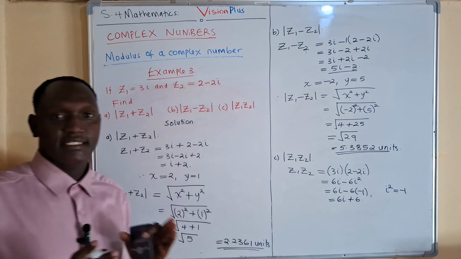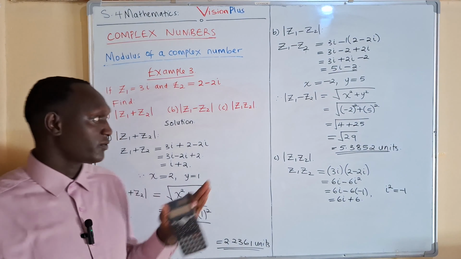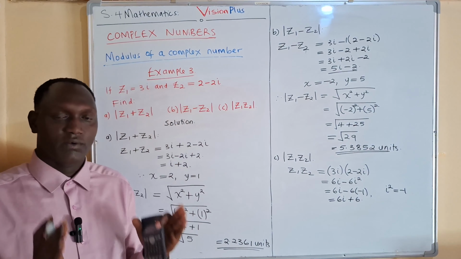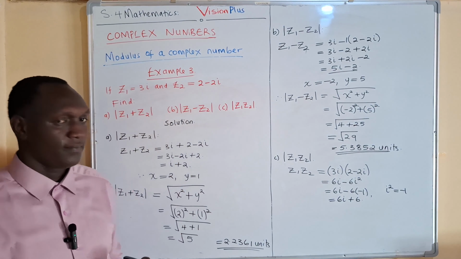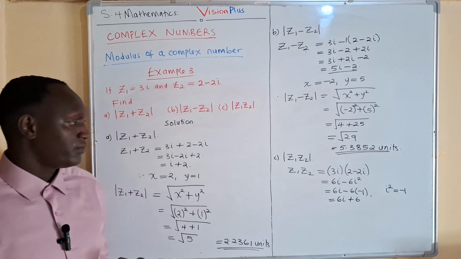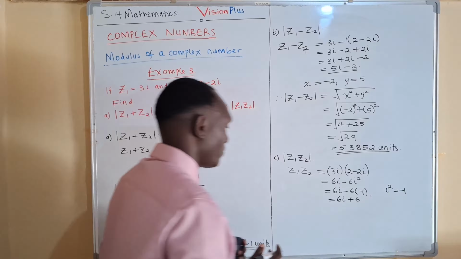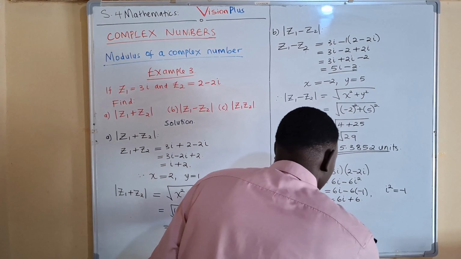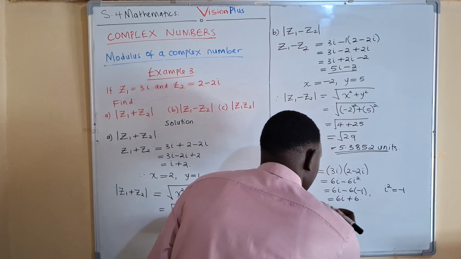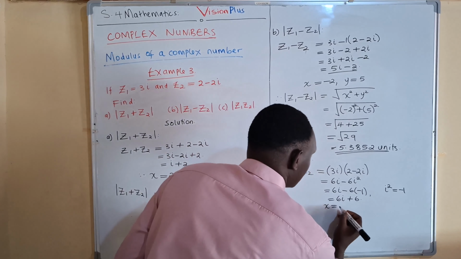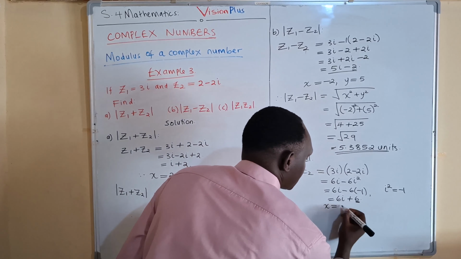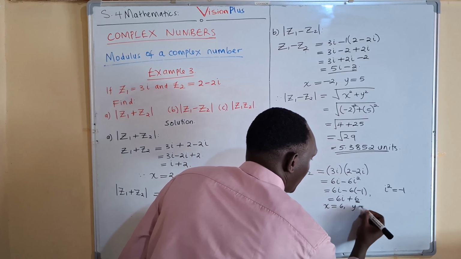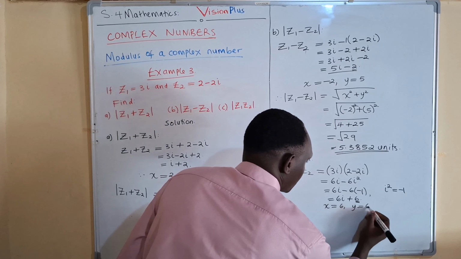Now that is just the multiplication of z1 and z2. But the question is looking for the magnitude of z1 z2. What do we do here? Here we just need to get the magnitude of this new complex number. So what can we do here? What is x? X is the real part, which is 6. What is y? Y is the coefficient of i, which is also 6.